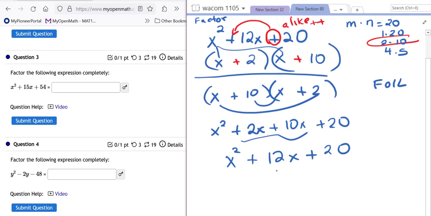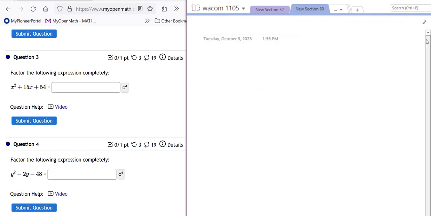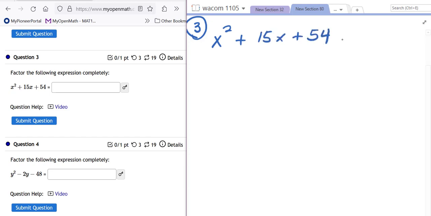Okay, so that was just kind of how you figure out the factoring. Now let's do this real problem. It's the backwards FOIL is really what you're doing here. All right, so we have x squared plus 15x plus 54. All right, it is a trinomial. It does not have a GCF.